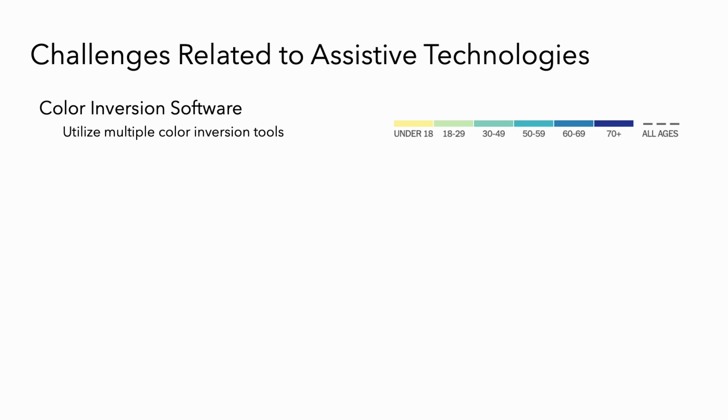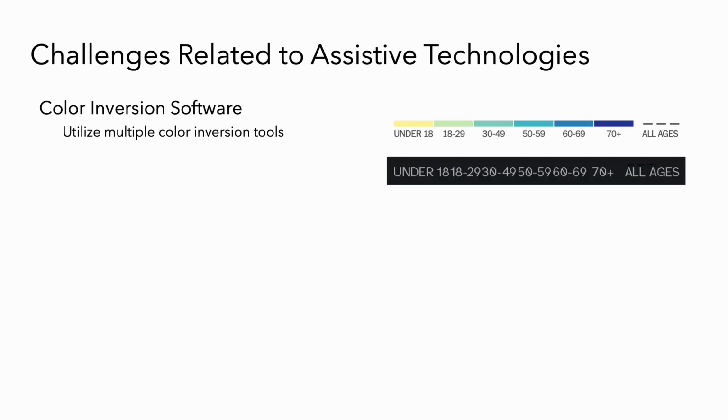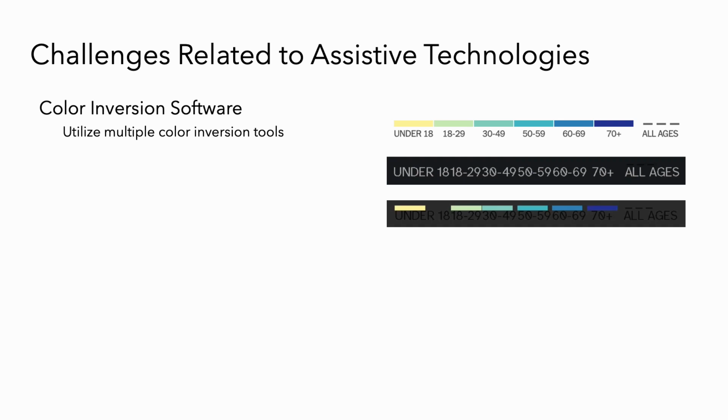For example, our participant utilized multiple plugins that had different functionality to change the original legend. When the legend did not show up properly, he turned one filter off to make the color in the legend show up, which, however, made the text less distinguishable.